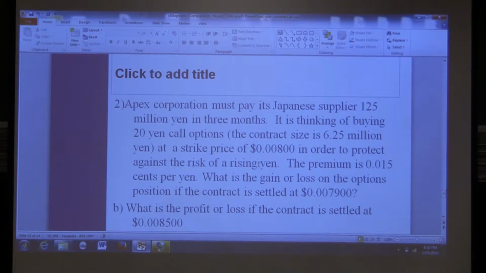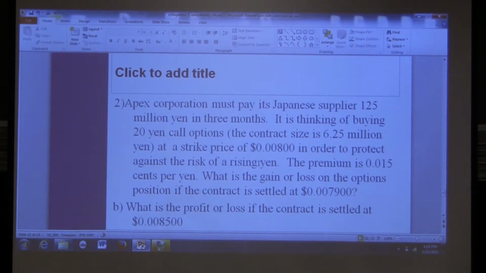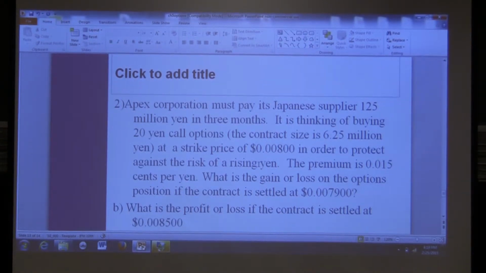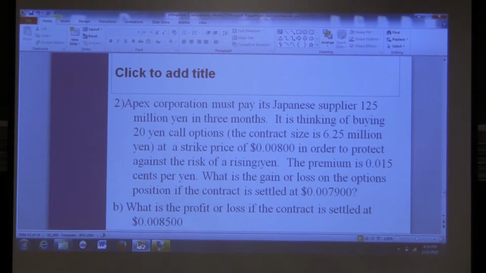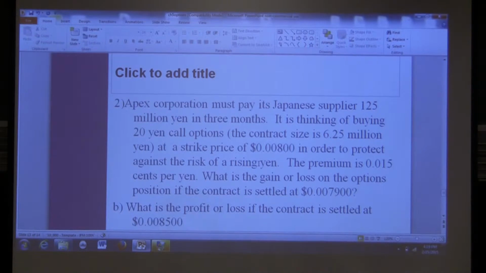Okay? So what is the option premium? So here, the loss is going to be, so what is the size? You have 20 yen call options and the contract size is 6.25 million, or if you look at the total size, that's 125 million yen. Okay? So the loss is going to be the 125 million yen times the premium that you pay, and here the premium is 0.015.